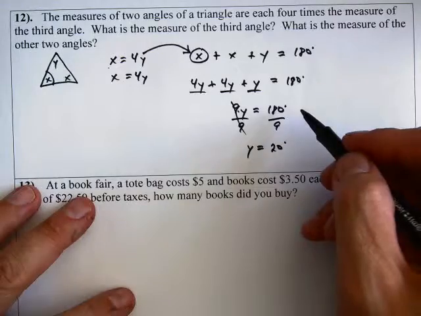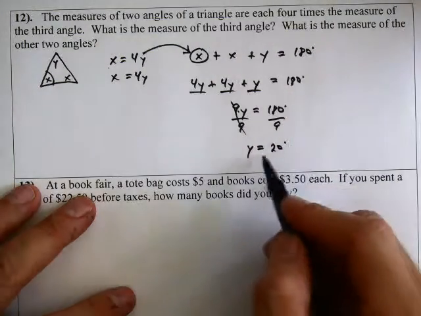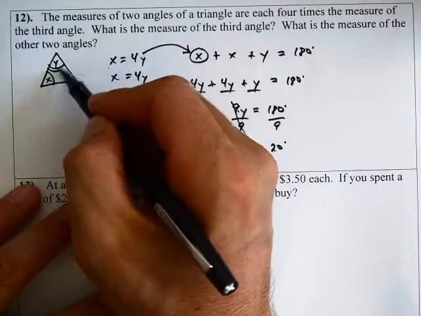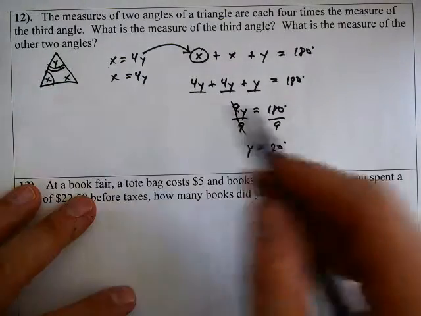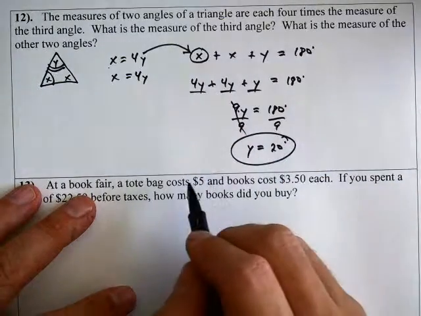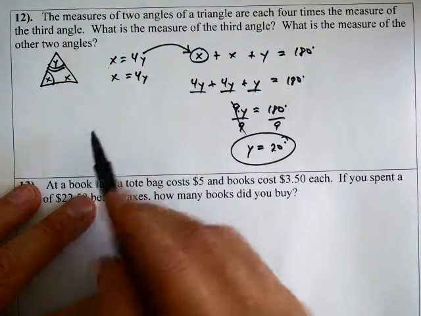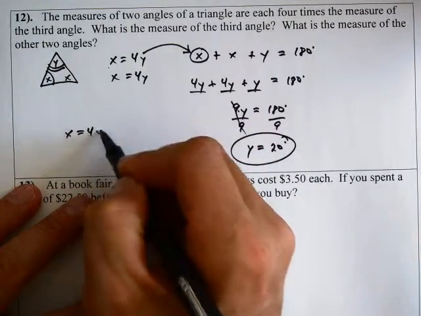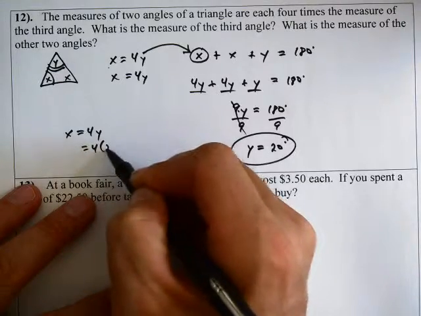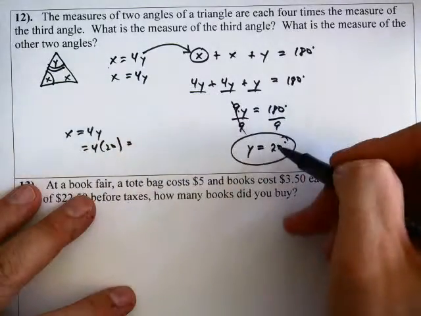Now what did we just find? Well, we found y, which was that third angle right there. So that's the answer to that, the third angle. But now it says, what's the measure of the other two? So if x is 4 times y, then that's 4 times 20, right? Because that's what y is.